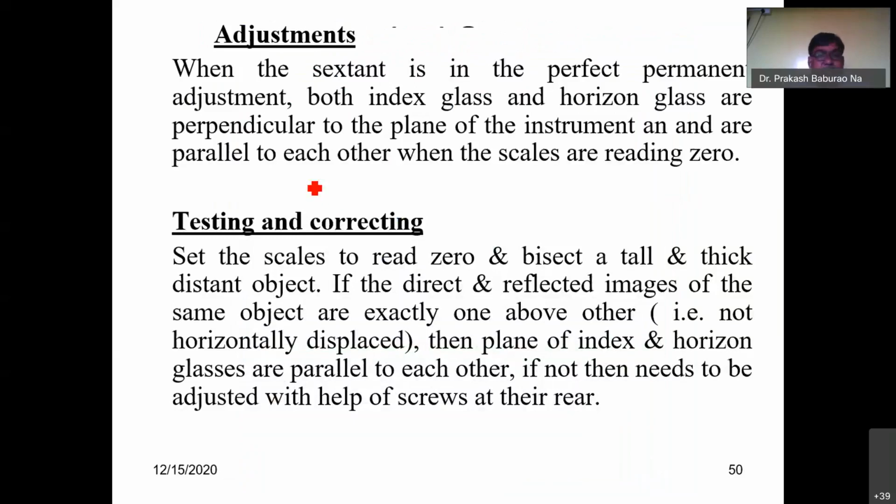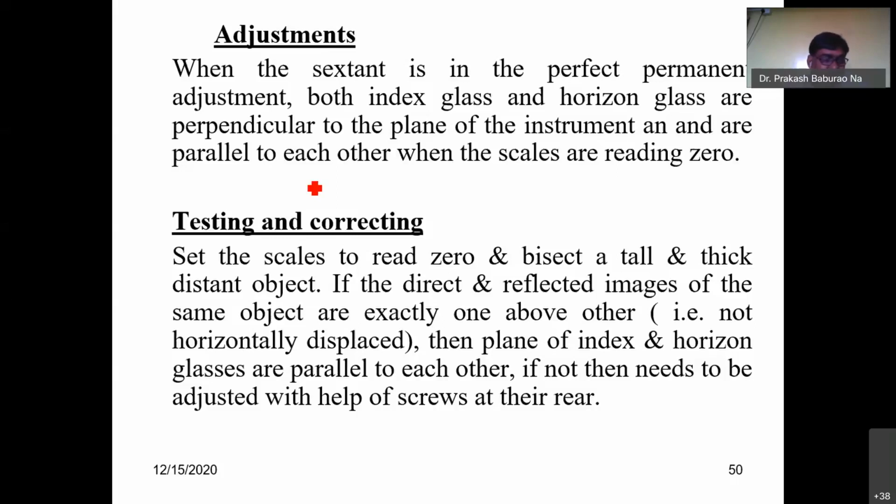Before taking the observations, there is a need to eliminate the index error. Why is this error there? As per the principle and working mechanism of the nautical sextant, the index glass and the horizon glass must be parallel to each other. If they are parallel to each other and perpendicular to the plane of the instrument, then the index error is 0, which means there is no error in the instrument.